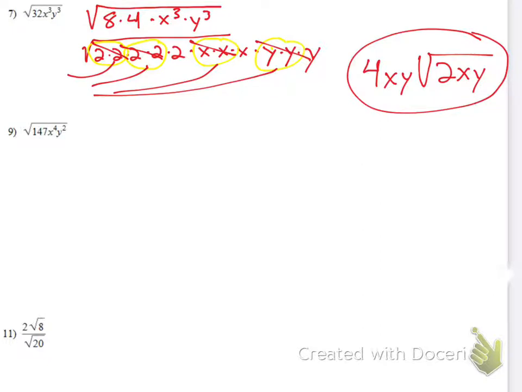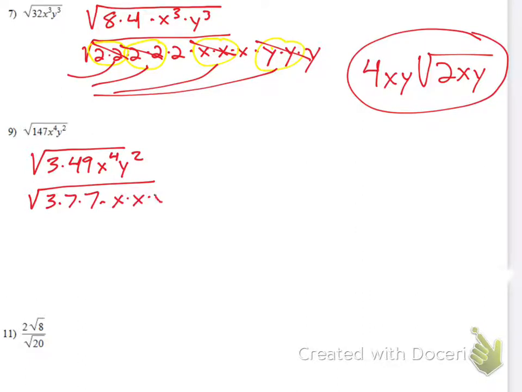All right, 147. I know this is going to be tricky because I don't know what 147 broken down is. It's an odd number, so how about I do 147 divided by 3? If I do 147 divided by 3, it's going to be 3 times 49, x fourth, y to the 2. Now I know 49 is 7 times 7. So it's 3 times 7 times 7. All my numbers are broken down. So times x times x times x times x times y times y. And then everything is already broken down.